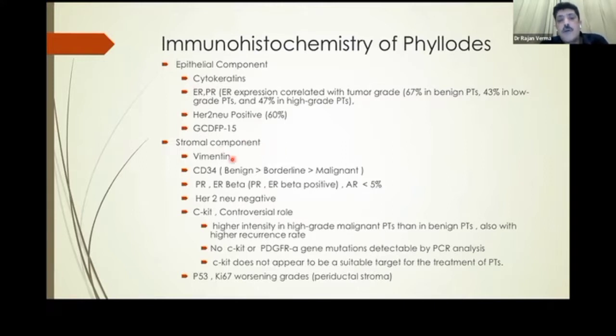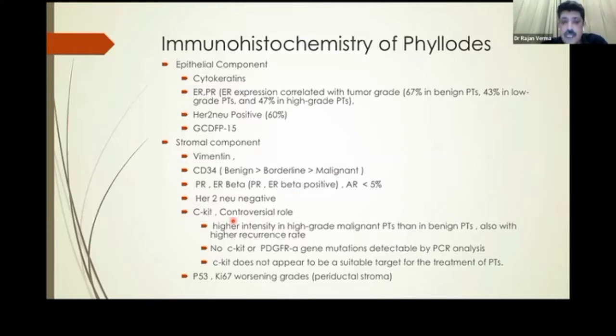Stromal components are almost always positive for vimentin. CD34 positivity is also known, but it reduces with the grade of the tumor. It becomes lesser and lesser as it becomes malignant. PR is almost positive. ER beta is positive, and androgen receptor is almost always negative. It is lost, androgen receptors being found in less than 5% of cases.